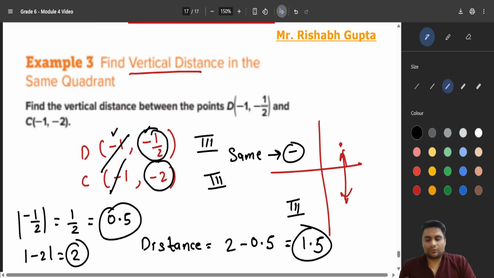So there are some rules. If you remember all the rules, the question is very easy. You will not have to make the coordinate plane to solve any of the question if you just remember the rules that I have told you. Okay.